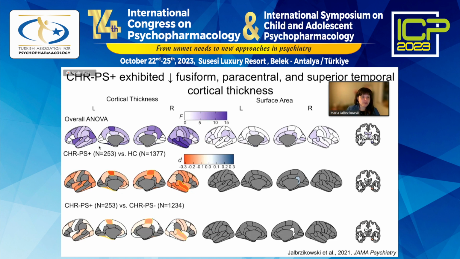And most researchers' primary interest is what regions differentiate both the CHR converters from healthy controls and the CHR converters from the non-converters. And what we saw is that there were cortical thickness reductions in 3 regions: the paracentral lobule, superior temporal cortex, and the fusiform region.